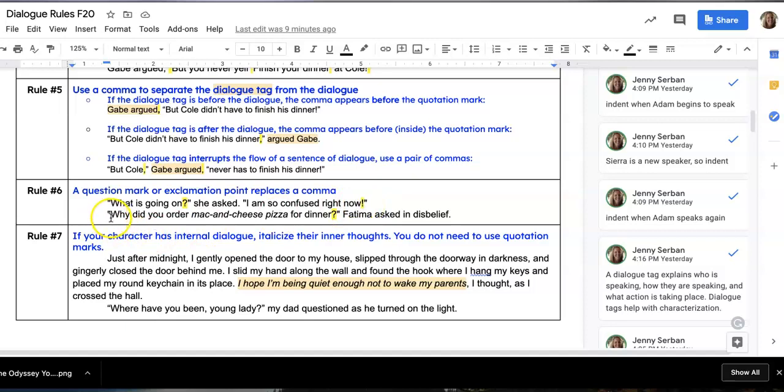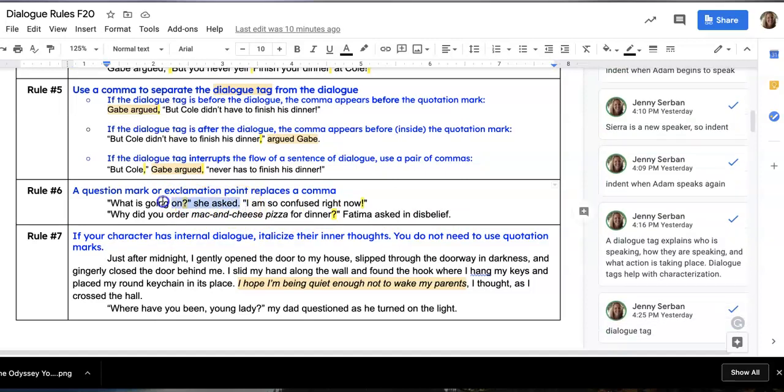Or here's another example. "Why didn't you order the mac and cheese pizza for dinner?" question mark, Fatima asked in disbelief. Notice a couple things. First of all, even though there's a question mark here, it's still a lowercase s with a period at the end because this entire part right here is its own sentence, where this part is a separate sentence. And so it starts with a capital and ends with an exclamation point.